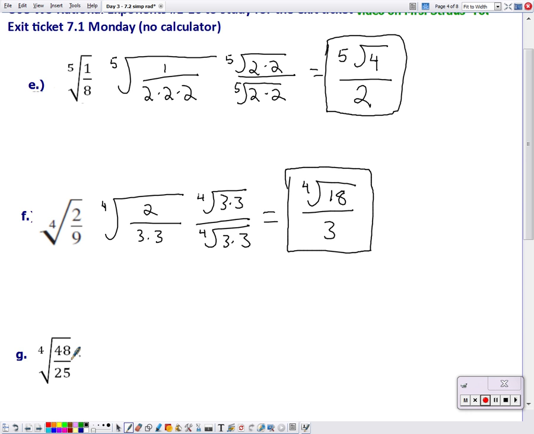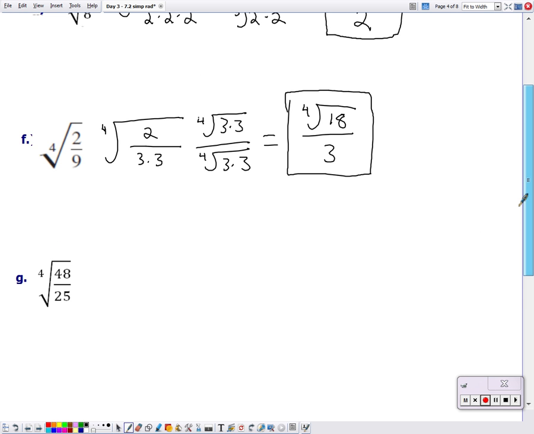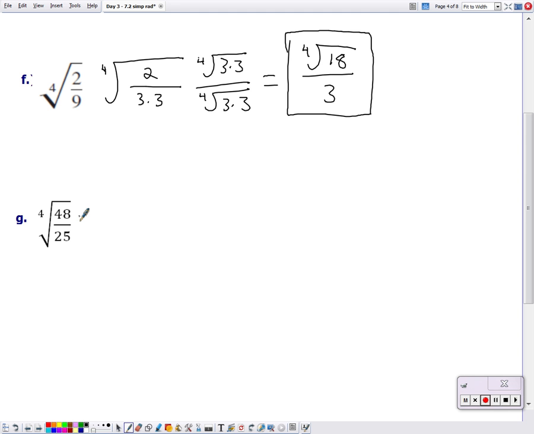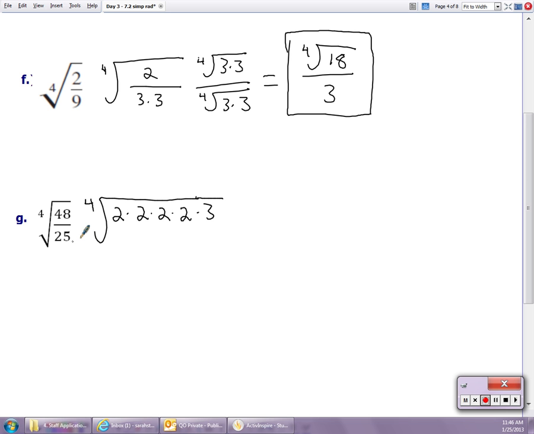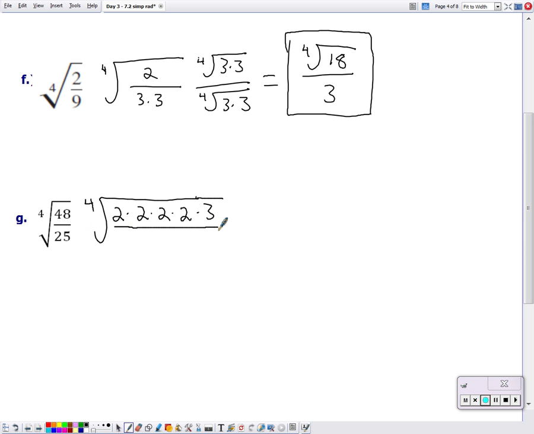And for letter G, I've got the fourth root of 48 over 25. So we're going to make that 2, and that would be 24, and now it's 12. So wait, 24, 12, 6, 3. There we go. All over 5 times 5.